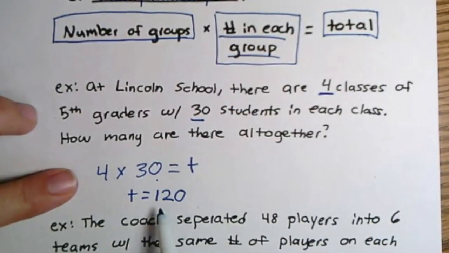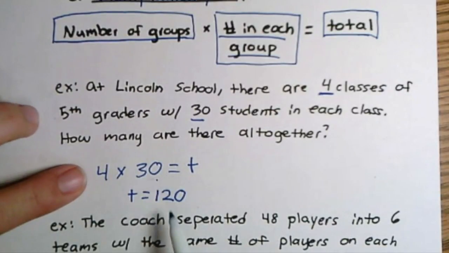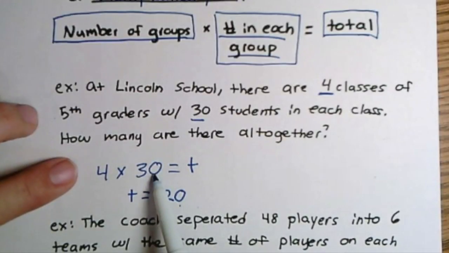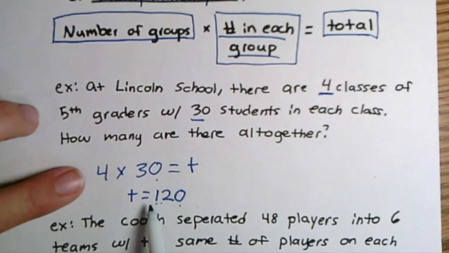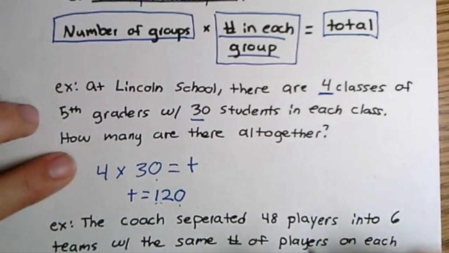How could I check my answer? Good, I could go backwards. If 4 times 30 equals 120, then 120 divided by 4 should be 30, and 120 divided by 30 should be 4. So 12 divided by 4, 4 goes into 12 3 times, add 0, 30, that works.